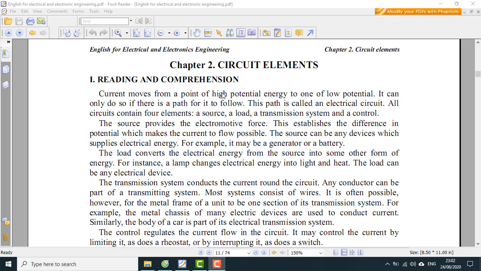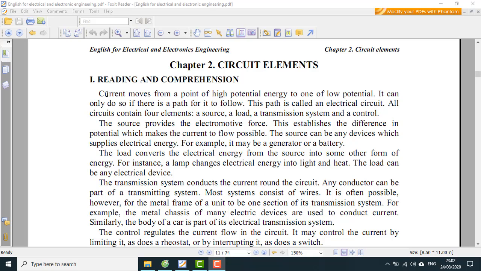Today we will learn chapter 2, circuit elements. As in the previous chapter, we also have 4 parts. Part 1, reading and comprehension. Part 2, vocabulary. Part 3, English grammar in use. And finally, further reading. Now we start the class.